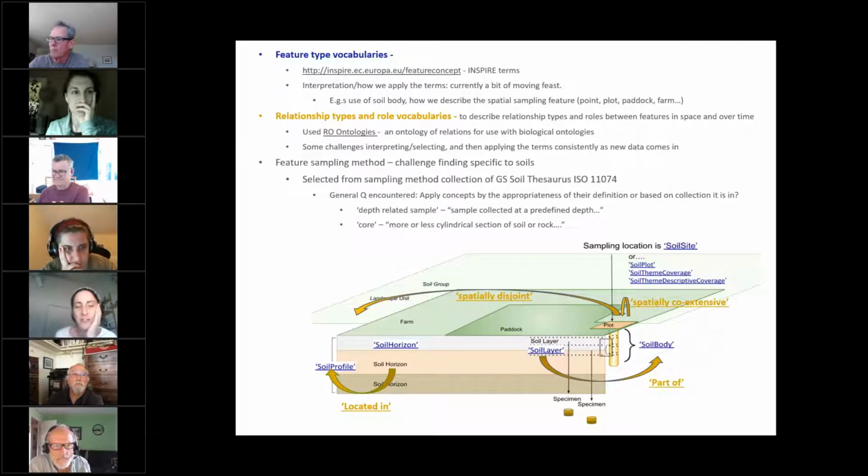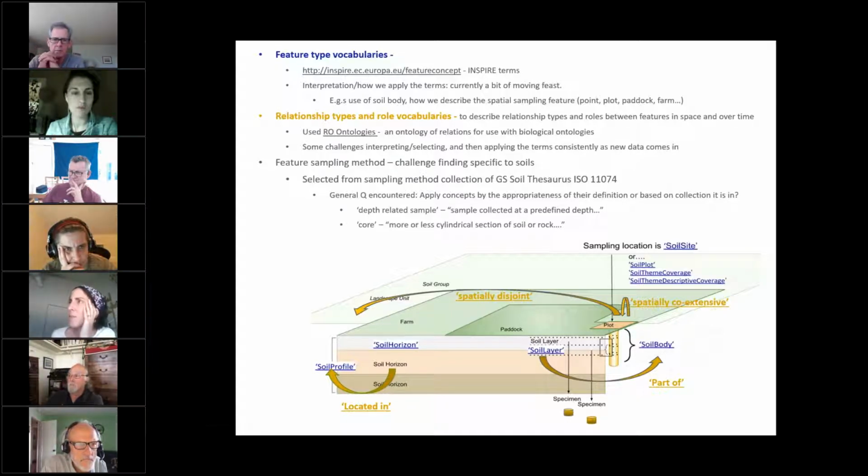Our application is a little bit interesting. We move around a little bit there and we notice a bit of difference in how different groups are perhaps applying the terms, like we're applying soil body a little differently to what others are. When recently we get paddock data in, we're like, oh, is that a soil site? Is it a soil plot? So yeah, applying those feature vocabularies is a little bit of a challenge for us.